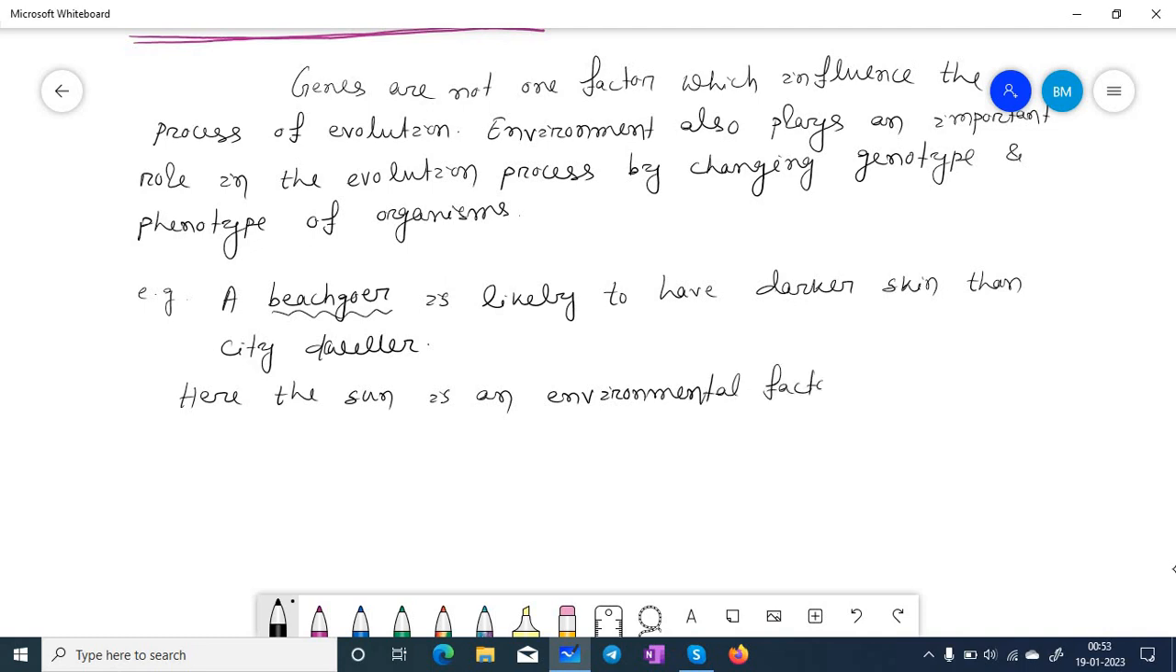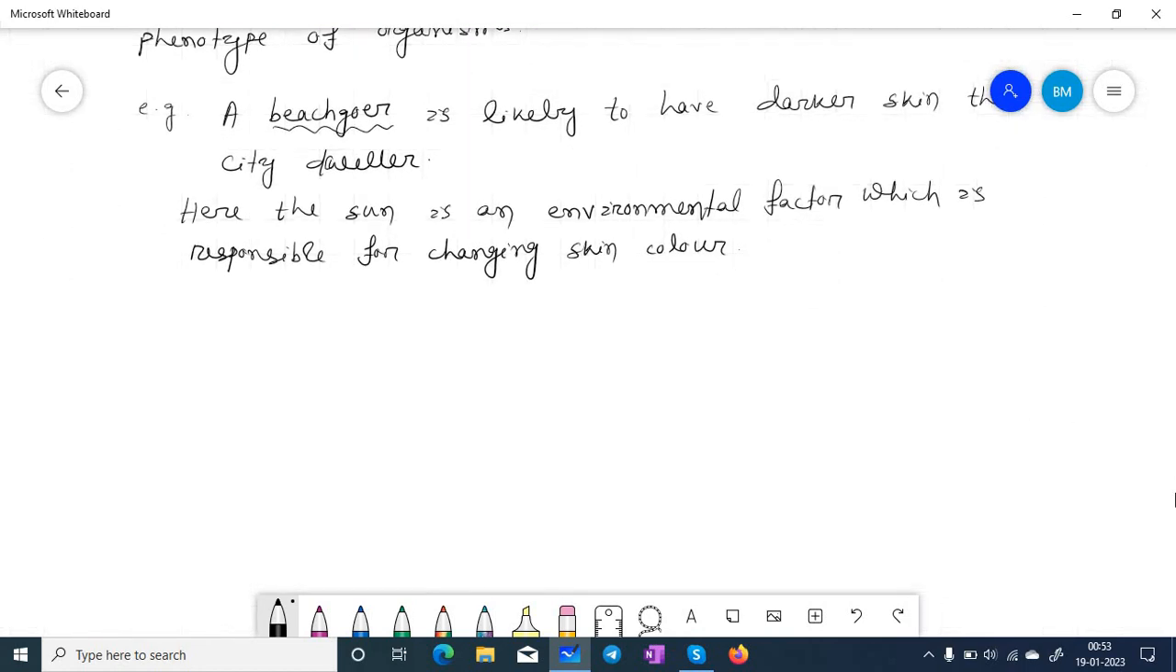The sun is an environmental factor which is responsible for changing skin color. That means the temperature of the sun plays a pivotal role in changing the morphology or coloration of the individual. And it is not only temperature impacting the color or morphology of the skin.